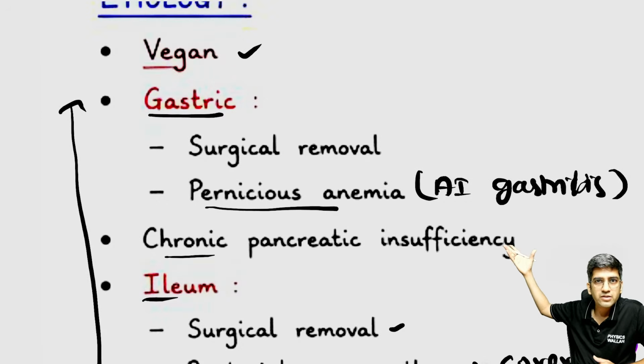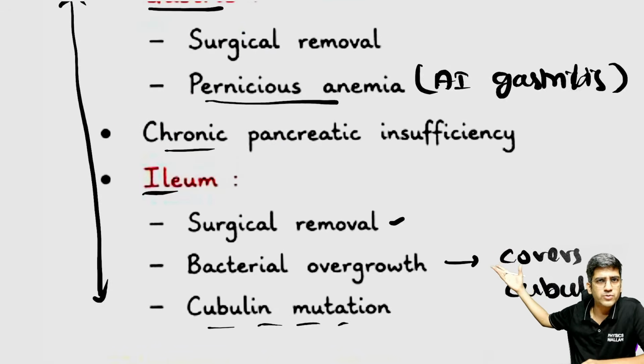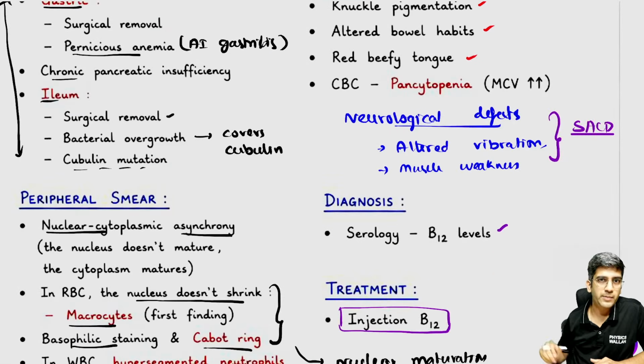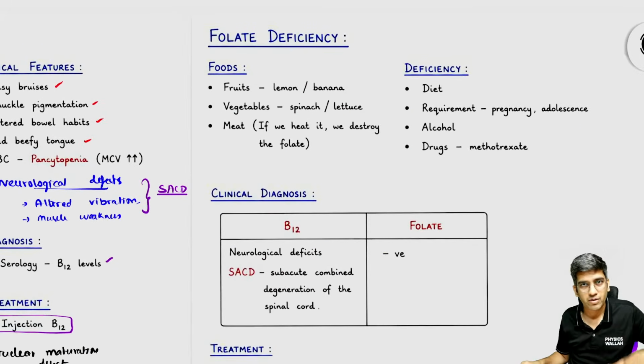You give supplements, but with no pancreas, it won't absorb. Stomach is not there, it won't absorb. Ileum is not there, it won't absorb. That's why we always give injectable B12. That's the treatment for B12 deficiency. Folate pathogenesis is the same: nuclear cytoplasmic asynchrony, that's all.